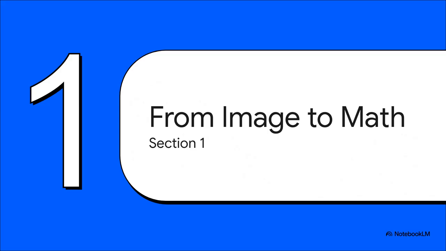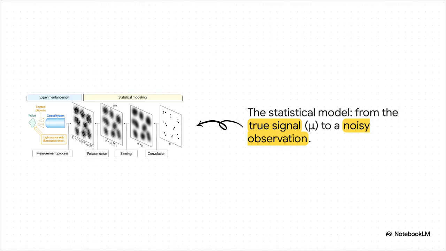So how do we even get started? Well, the very first step is to translate this physical problem, this blurry image, into a language that mathematicians can actually work with and solve. We have to build a statistical model. This diagram, which comes right from the source paper, is basically our roadmap. It lays out the whole journey, from a perfect, pristine signal all the way to the messy, noisy data the microscope actually records. But to really get a grip on the problem, we're going to trace this journey backwards, starting with the truth way over on the right and see how it gets messed up step by step.